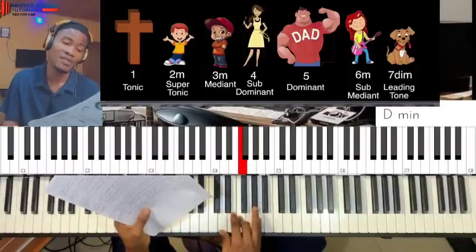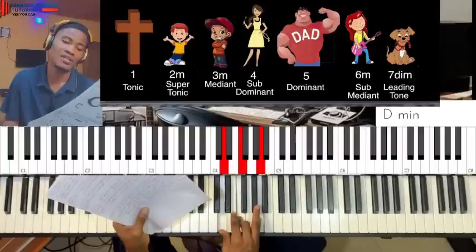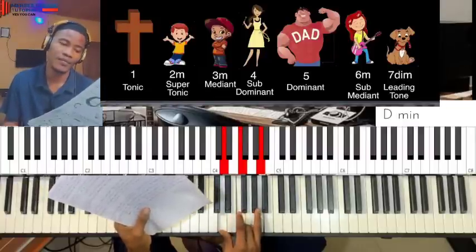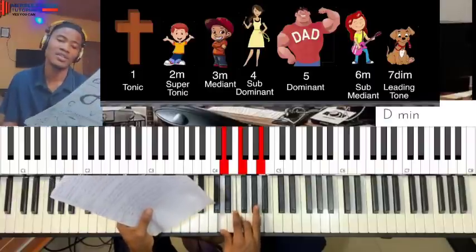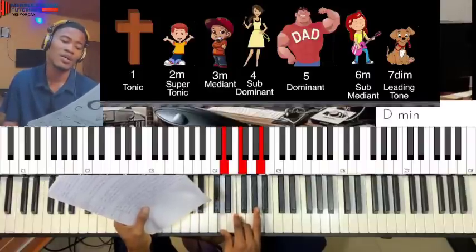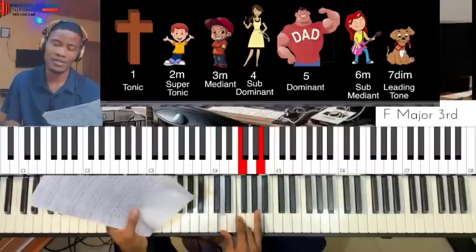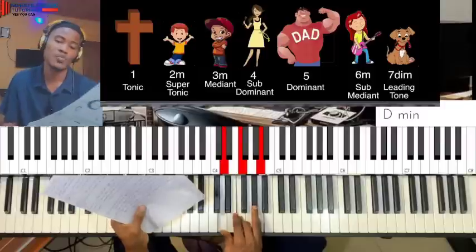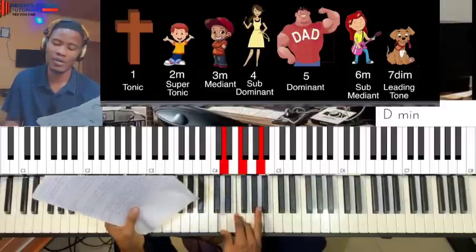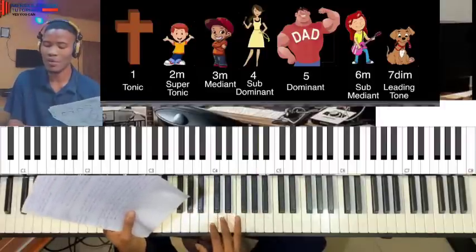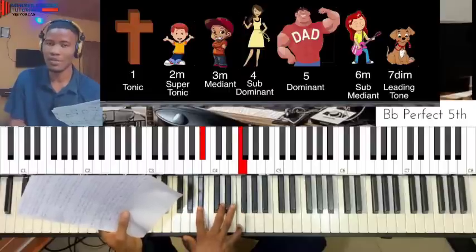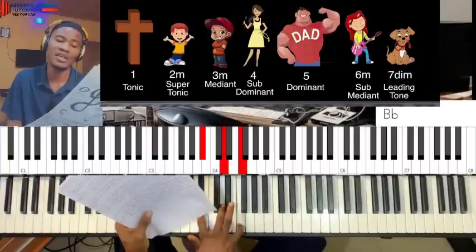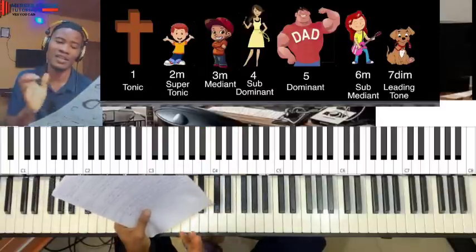Now the daughter represents the chord 6. She's submediant. Now she's submediant because she's below the tonic. This is the tonic. She's below the tonic. She's median because she's in between the 4 and the 1. See, this is the 1, this is the 4. She's in between the 4 and the 1. And she can be deceptive. She can be cunning at times.